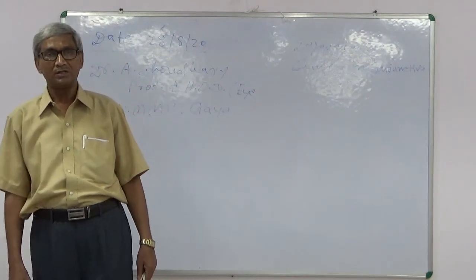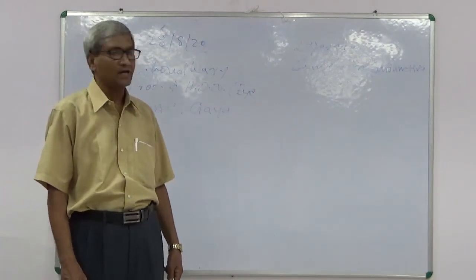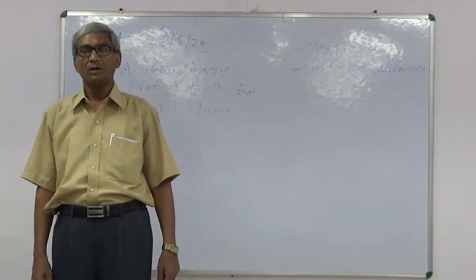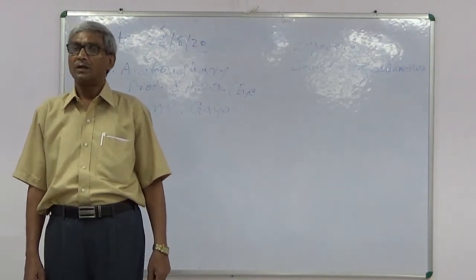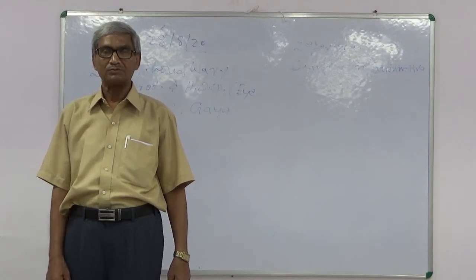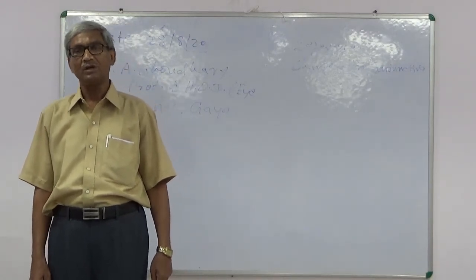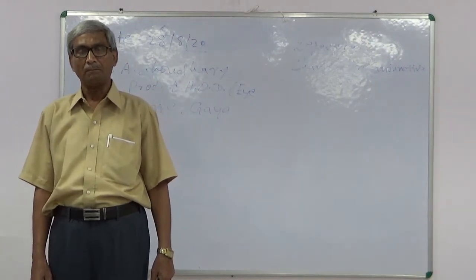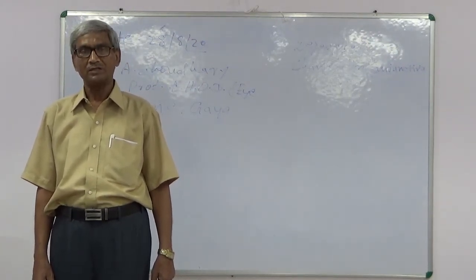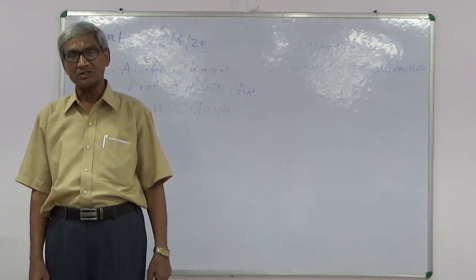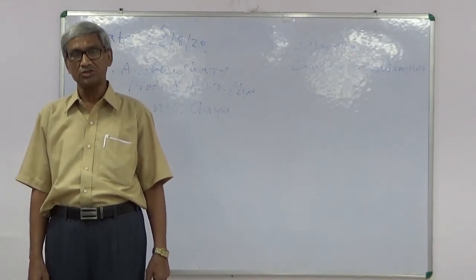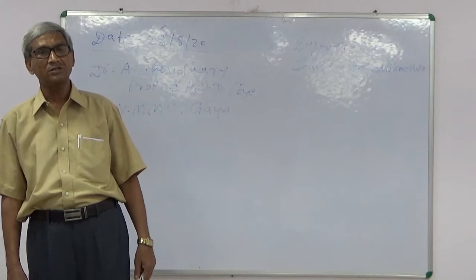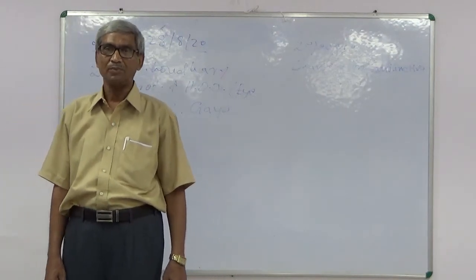Now, degenerative changes in conjunctiva. There are 4 types of degenerative changes. Number 1, pterygium. Number 2, pinguecula. Number 3, concretions. And number 4, xerosis of conjunctiva. Now let us discuss one by one. Pterygium.